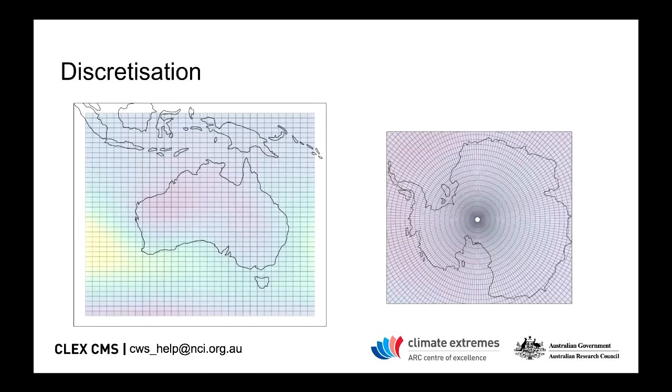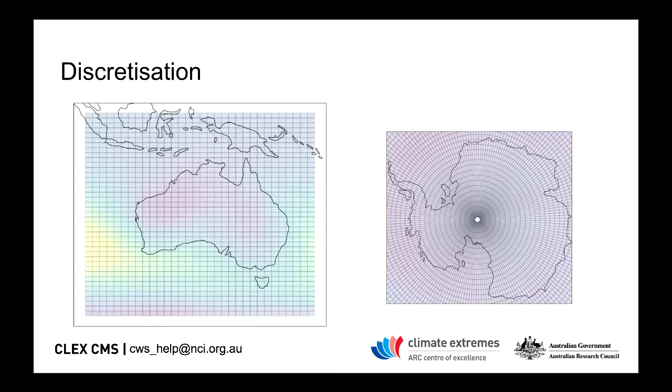Climate models work by solving a discretised version of the Navier-Stokes equations. So by discretisation, we mean we're breaking up the true continuous field that happens in the actual Earth's atmosphere and representing it on a grid that we can actually store in computer memory.